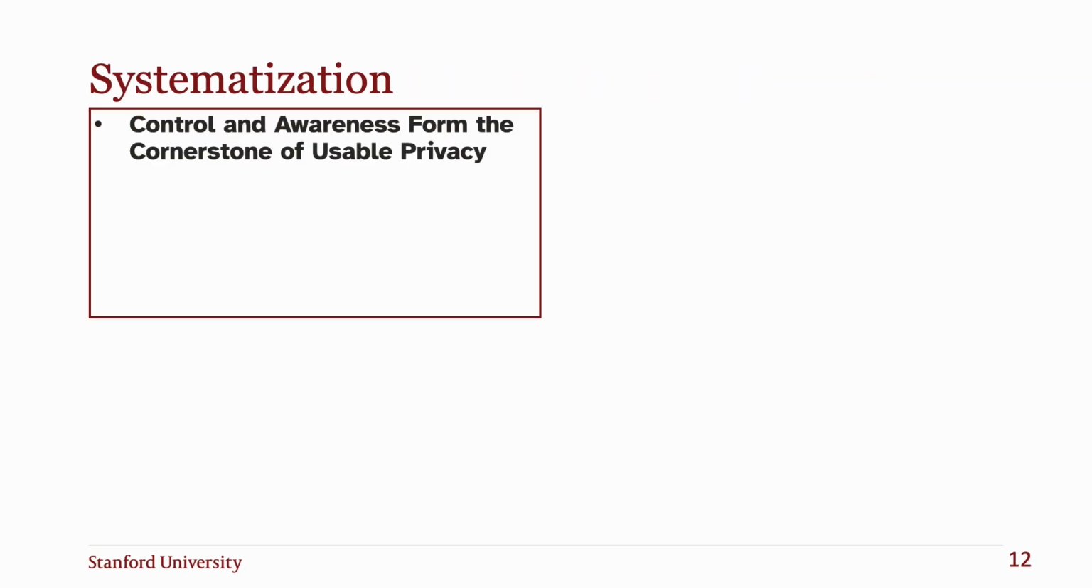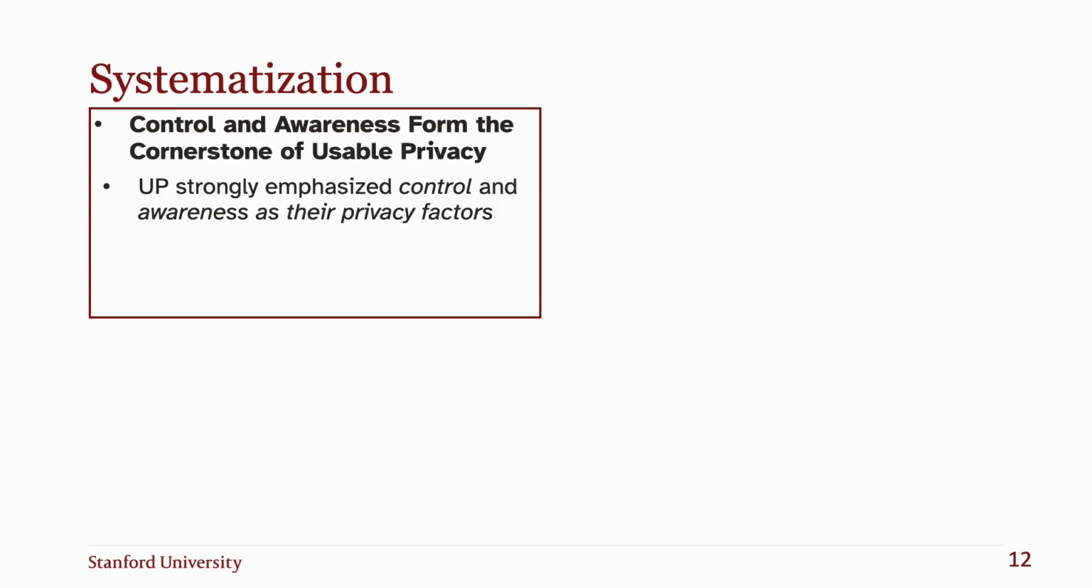Based on these characterizations, we identified 4 key themes in the existing literature. First, control and awareness form the cornerstone of usable privacy. In usable privacy work, privacy mitigations are often framed around giving users both control and awareness. That is, users are not only notified when sensing occurs, but are also offered tangible ways to intervene, such as muting, disabling, or modifying sensing behavior. This reflects a strong emphasis on user agency.